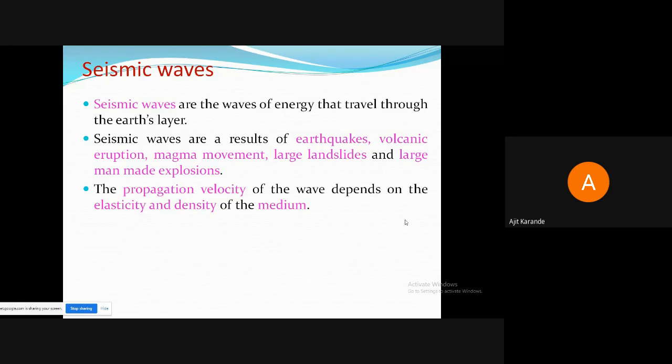On the earth surface or below the earth surface, here the focus is generally positioned. Correct. So the medium is nothing but the earth.